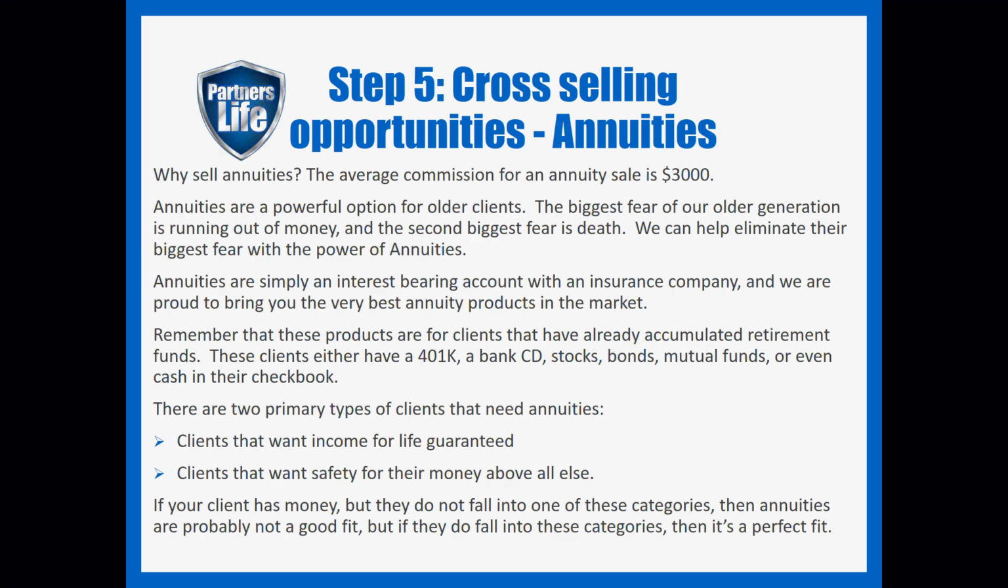Remember that these products are for clients that have already accumulated retirement funds. These clients either have a 401k, a bank CD, stocks, bonds, mutual funds, or maybe cash in their checkbook. And there are two primary types of clients that need annuities. Clients that want income for life guaranteed, because on a side note, annuities are the only way a person can put a lump sum of cash aside and guarantee for the rest of their life the money will not run out. It's the only product in the market that does that.